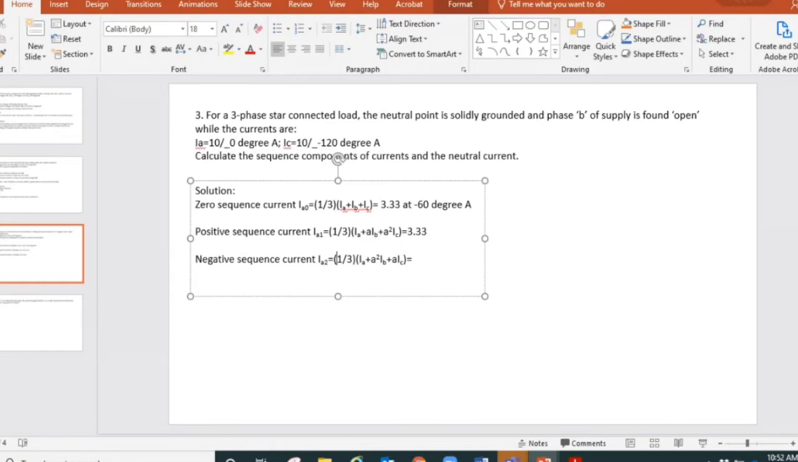Are you sure? You said how many degrees? Positive 60. Yes, sir. I'm double checking it now, sir. Okay. For a squared, there will be 240 degrees, and it's already a minus 120, so it will be 120. Am I right?